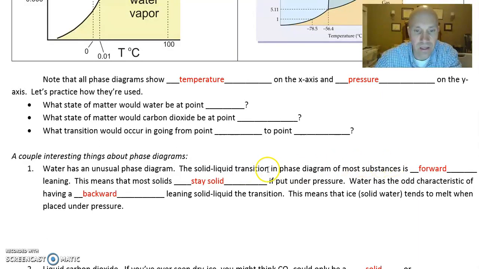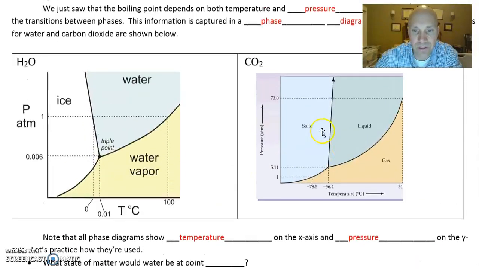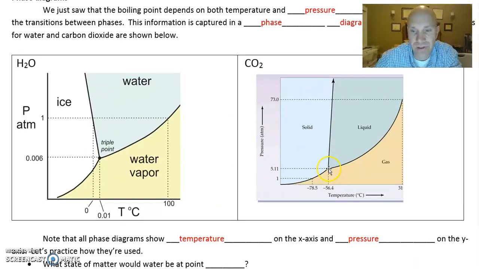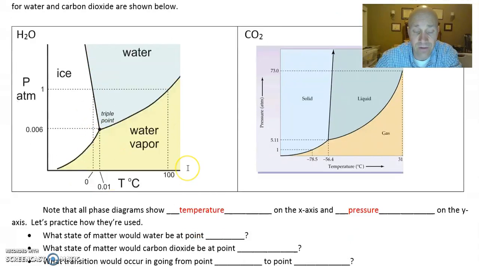One thing is that most substances have phase diagrams that look a little bit more like this one for carbon dioxide, where this line between solid and liquid is kind of forward leaning. If you take a look at this line for water, it's actually backward leaning. What effect does that have on water?